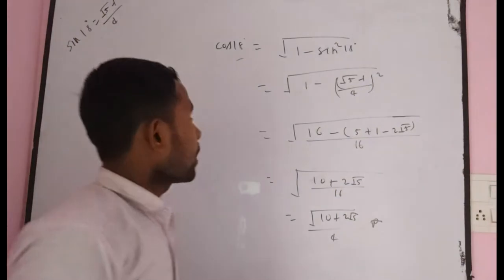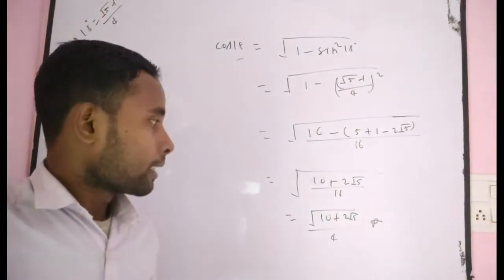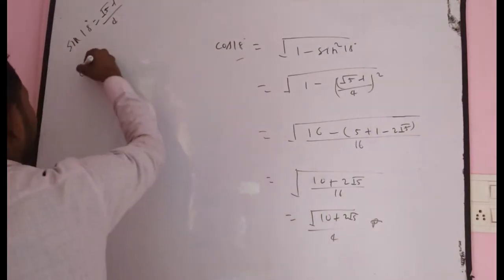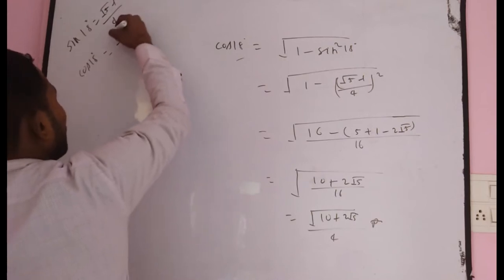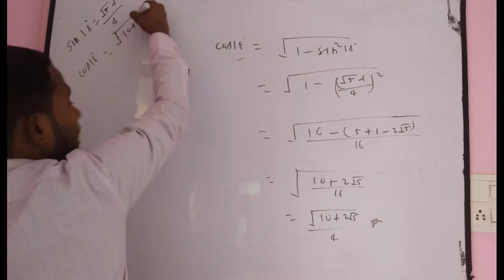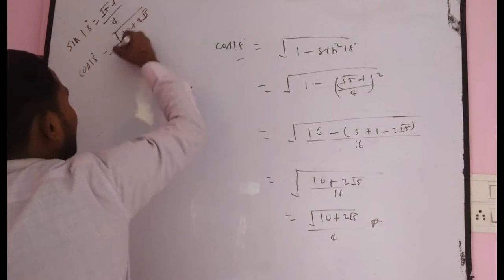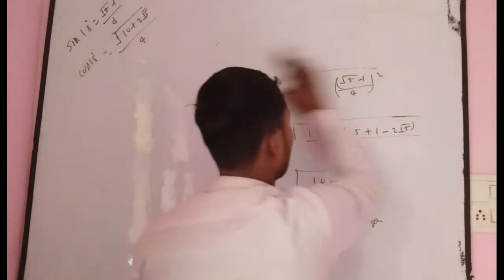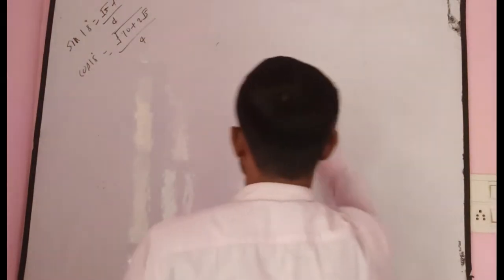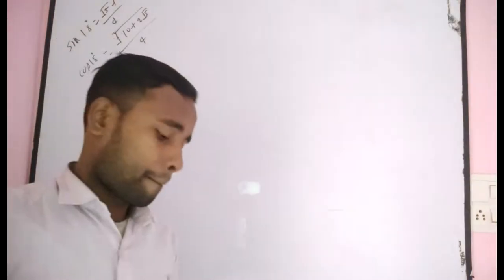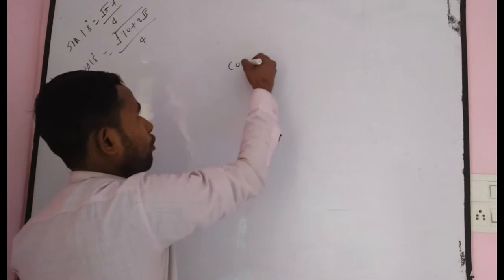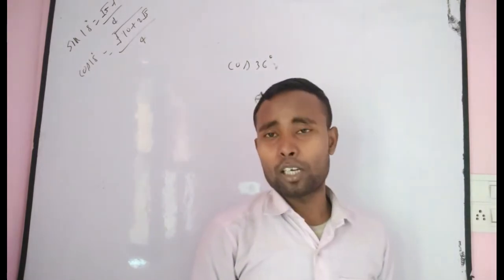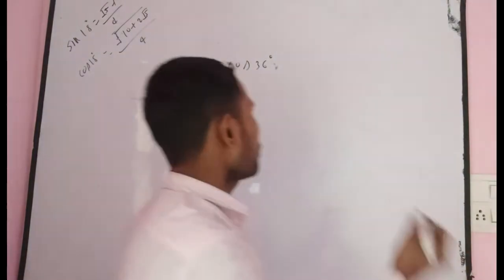Now, similarly, if you want to find the value of cos 36 degree, I want to write again on the LHS: cos 18 degree is equal to root under 10 plus 2 root 5 divided by 4. Now, I want to find the value of cos 36 degree in a similar way. As you know that 36 lies in the first quadrant, so cos 36 is always positive. So don't take a negative sign.